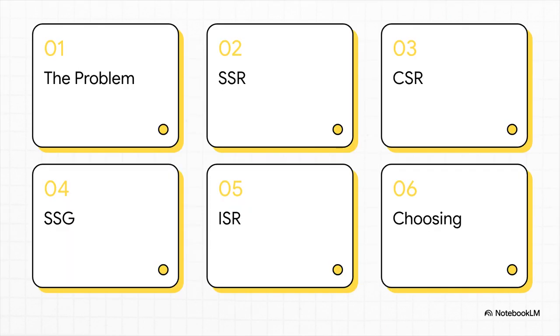figure out. So, here's our game plan. We'll touch on the core problem, then we'll walk through the four big solutions: SSR, CSR, SSG, and the newer kid on the block, ISR. And we'll wrap it all up with a simple guide to help you pick the right tool for the job.